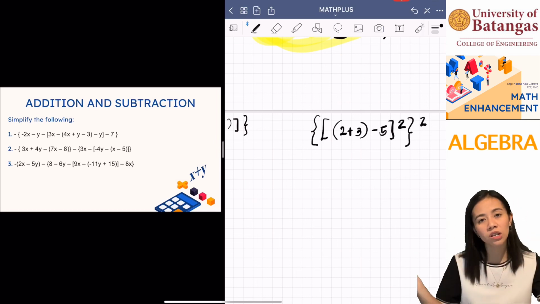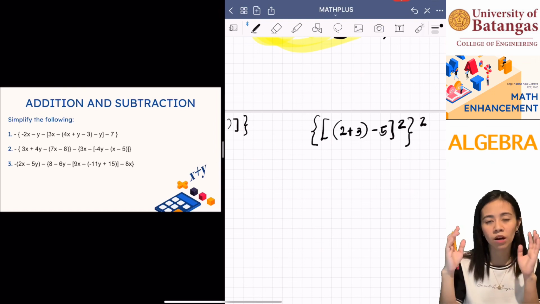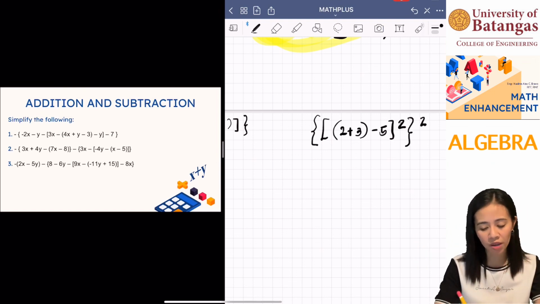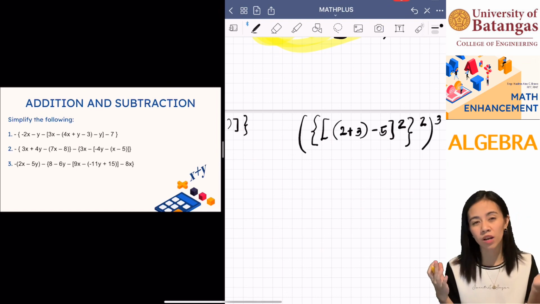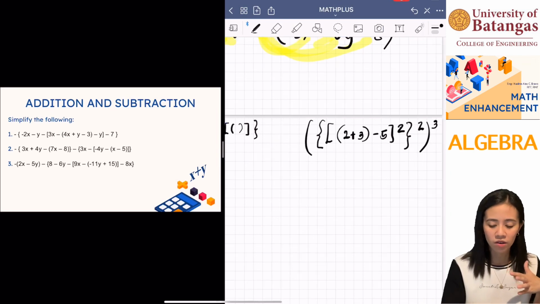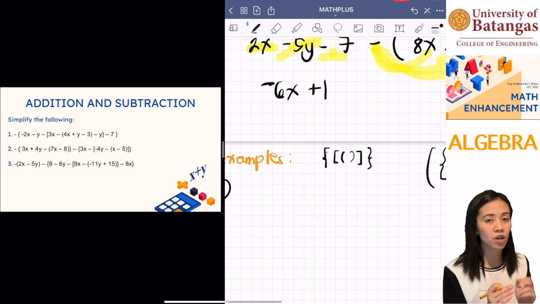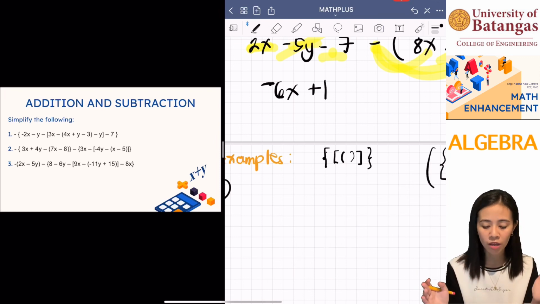Kung halimbawa may additional operation ka pa sa labas, mauulit lang po si parentheses, brackets, and braces. So, kung magdadagdag ka pa ng operation outside of the braces, lalaki lang yung parentheses natin. So, maglagay ulit ng exponent. So, ganun lang siya. Okay? So, the first ones to simplify are the innermost of the expression, and those are in the parentheses, followed by the brackets, and then followed by the braces.